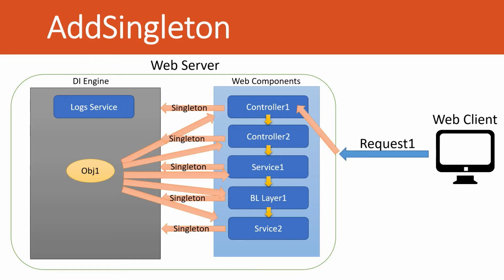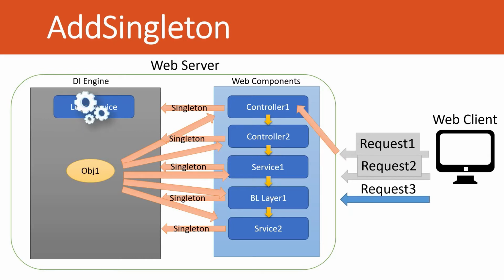Let's look at the second request from the web client. If you do another request from the web client, what happens? If you do any number of requests from your web client, in case of add singleton, the same repeats. The DI engine will create the instance only once, and it shares that single instance to any component inside your application. For the next request also, for the third request also, the DI engine will process. If there is an object already, it will share the same object. It won't create a new object.